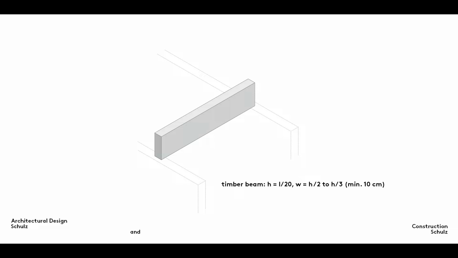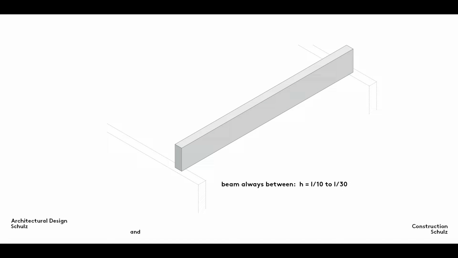The dimensions of timber beams are specified in a similar manner, but they can be slimmer. The height is roughly 1/20th of the span width. The width should be 1/2 to 1/3 of the height, but for structural reasons, it's always at least 10 centimeters. Here's the calculation. With a span width of 4.00 meters, the beam would be 20 centimeters high and between 6.7 and 10 centimeters wide. In this case, the minimum width of 10 centimeters would be chosen.